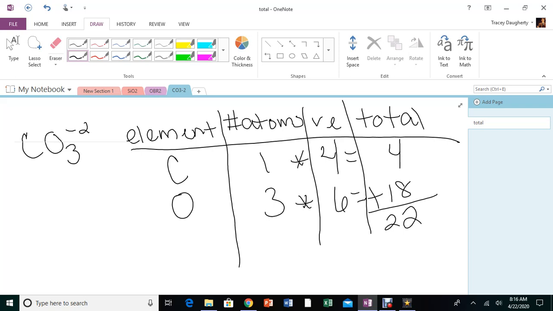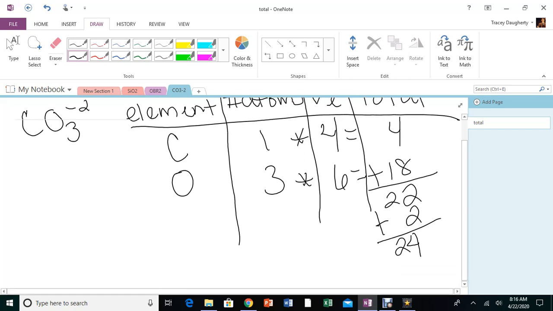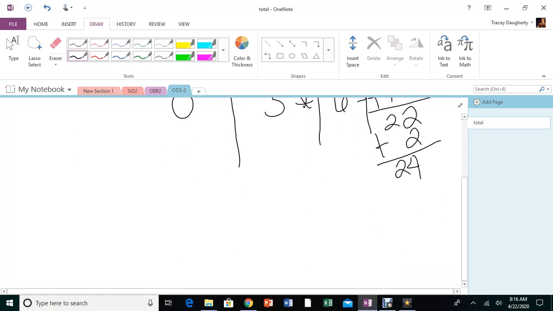Now we have to account for this -2 charge. And again, that -2 charge means that we have gained 2 electrons. So we are going to add 2. So we get 24 valence electrons. So we've got carbon surrounded by 3 oxygens.